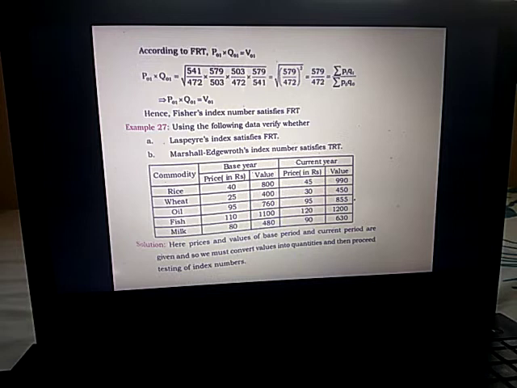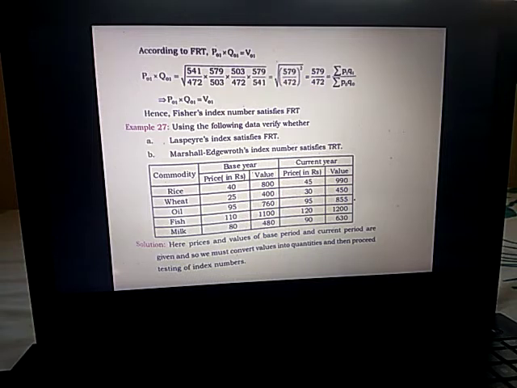Example 27. Using the following data, verify whether Laspeyres index satisfies factor reversal test and Marshall-Edgeworth index number satisfies time reversal test. We have the data given. We have 5 items: rice, wheat, oil, fish and milk, and we have the price and value of these commodities in the base year as well as the current year. So we have to calculate the Laspeyres index and verify whether it satisfies the factor reversal test and Marshall-Edgeworth index number satisfies the time reversal test.